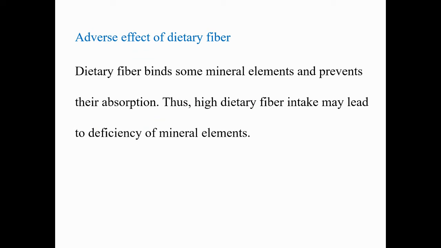And then the adverse effect of dietary fibers. Dietary fibers bind some mineral elements and prevent their absorption. Thus, if you are ingesting a large amount of dietary fiber, it may lead to mineral deficiency. This is the most important part, have a look into it. Dietary fibers bind some mineral elements and prevent their absorption, and this dietary fiber intake may lead to deficiency of mineral elements. Clear?